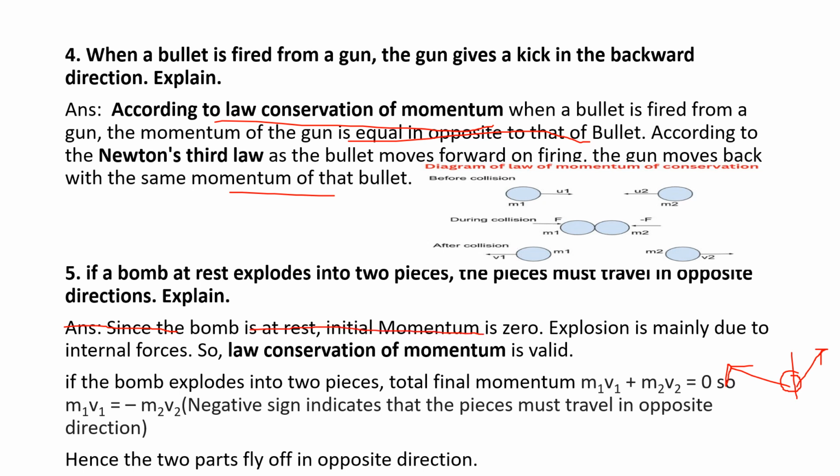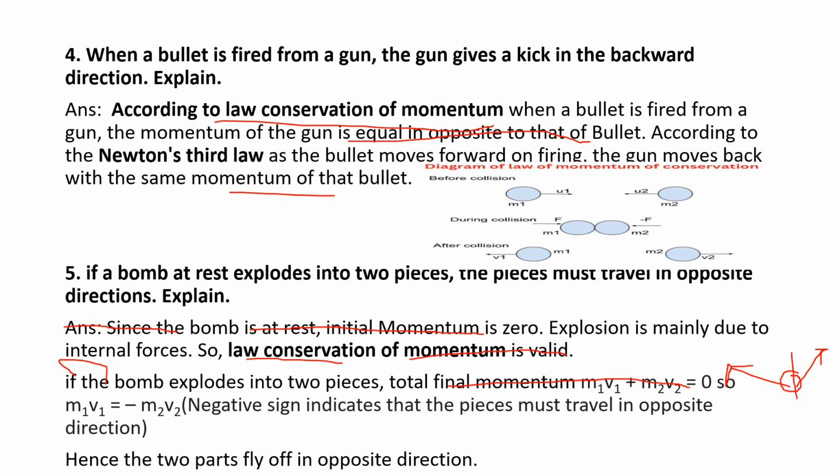If the bomb explodes into two pieces, the total final momentum will be m1 v1 plus m2 v2 equals 0. So m1 v1 is equal to minus m2 v2. Here the negative sign indicates that the pieces must travel in opposite directions, which means this is the first piece and this is the second piece. Because the final momentum is 0, both pieces will move in opposite directions, because the negative sign indicates the pieces are moving in opposite directions. Hence two parts fly off in opposite directions.